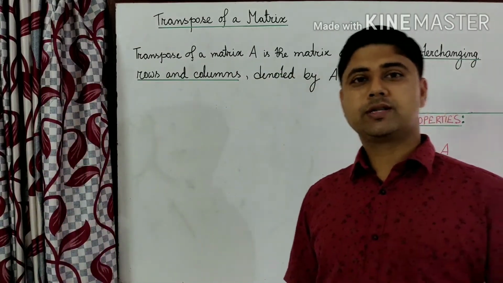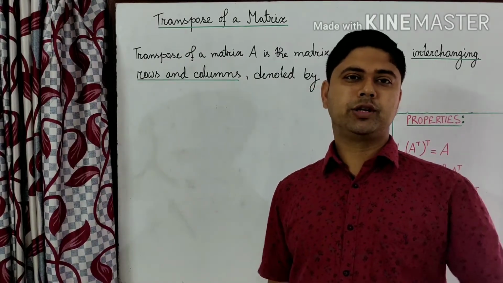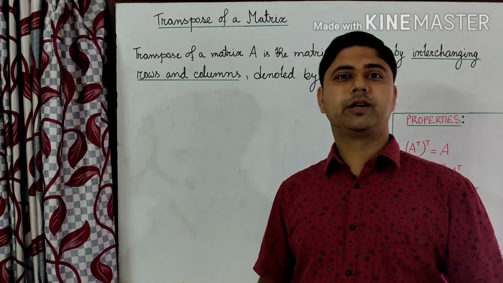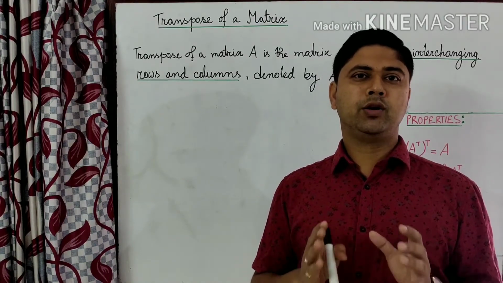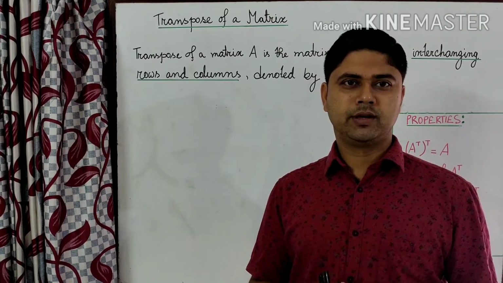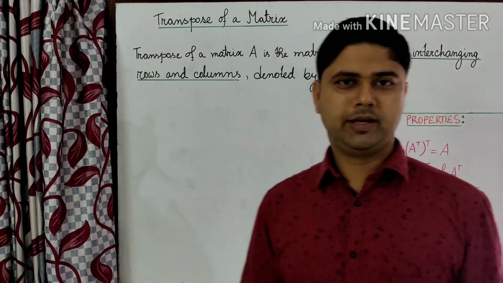Simply, when you consider a matrix, if you interchange between the rows and columns of this matrix, that means if you interchange between what rows and what columns, then this matrix is known as what? Transpose of a matrix.